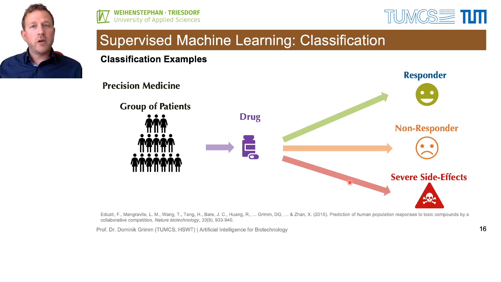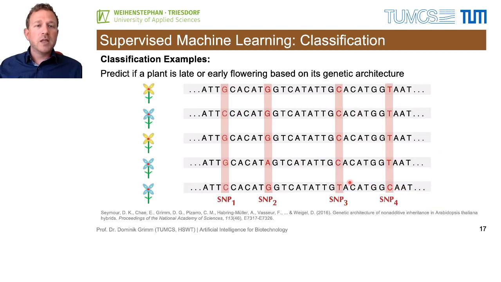Another example where we are very active is: can we predict the phenotype of a plant or of a bacterium? For example, here you see different flowering colors, yellow ones and blue ones. Can we predict the flowering color based on the genetic architecture of these individuals? Or if we have genotyped many bacteria, can we predict specific phenotypes or products these bacteria will produce?